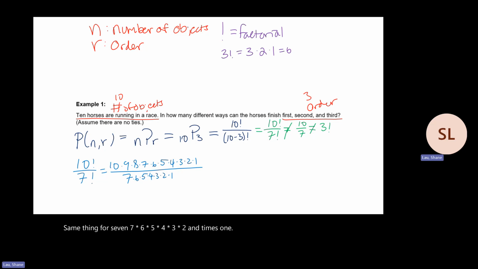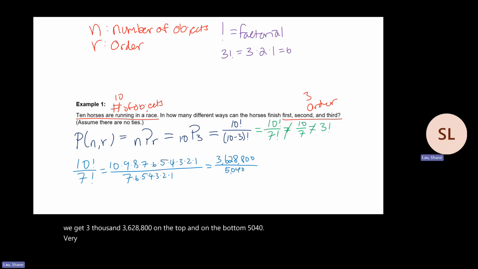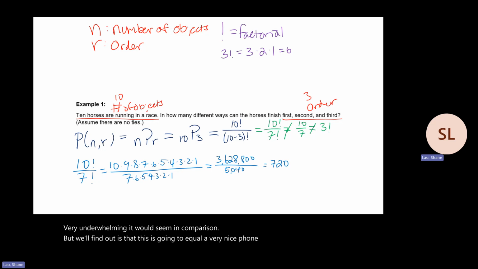And so if this is what we get out of this factorial, what we end up with on the numerator side is 3,628,800 on the top, and on the bottom, 5,040. Very underwhelming, it would seem, in comparison. But what we'll find out is that this is going to equal a very nice whole number of 720.